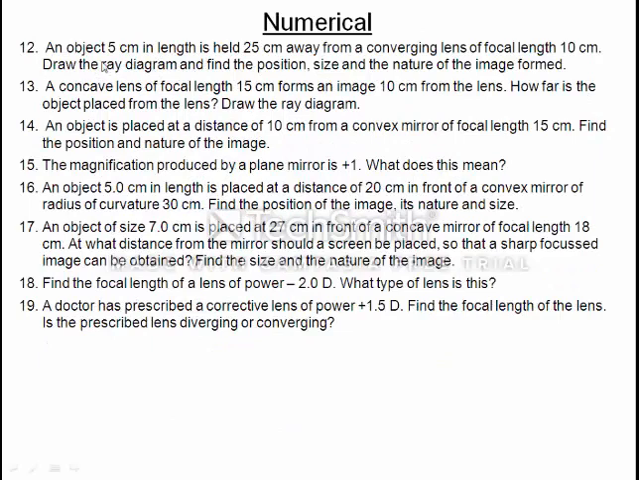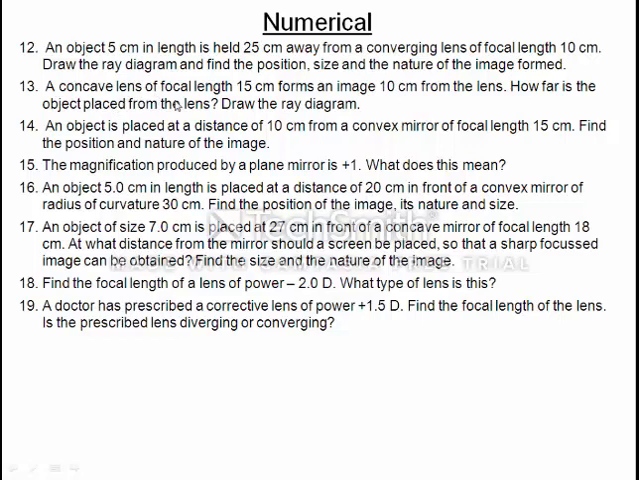Now the next numerical. See, this type of numerical has been asked many times in your board exam. An object 5 centimeter in length, means HO is given, is held 25 centimeter away from a converging lens. U is given. Converging lens means convex lens, F will be positive, F is also given. Now what you have to do, you have to draw the ray diagram. By using this, draw the ray diagram, and also find the position, size and nature, and compare it with the ray diagram. By solving it, see whether you are getting the same or not.